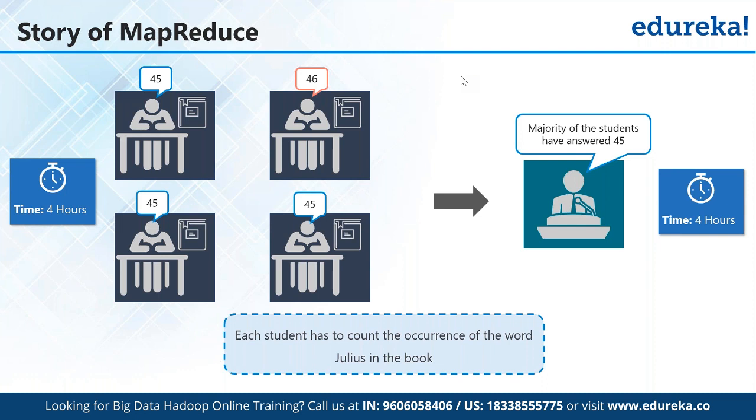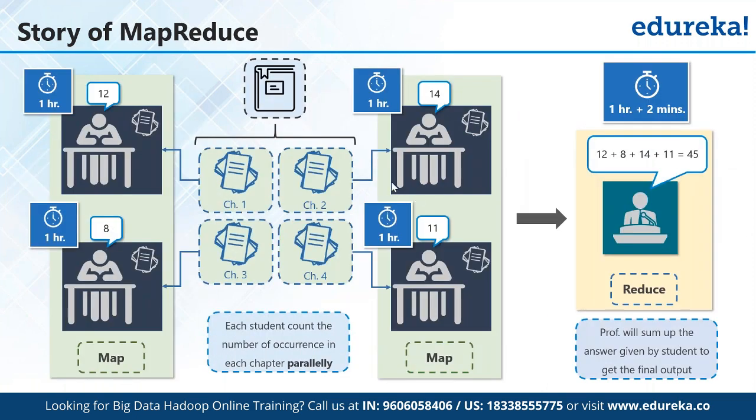You have given them the book, and all of these 4 are working together but working separately. Each one of them wants to find the number. So the total is 4 hours, because each one of them is doing the same thing. But if you do it distributedly, you take chapters: chapter 1, chapter 2, chapter 3, chapter 4, let's say, and you divide the 4 chapters among these 4 guys differently.